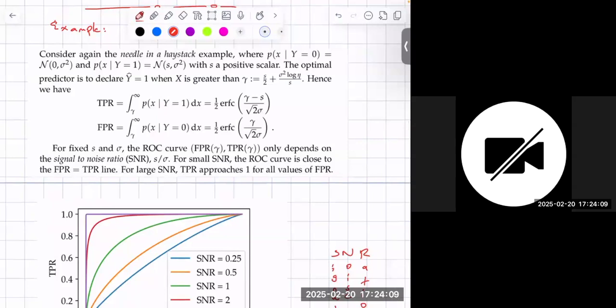This is called the needle in a haystack example. Suppose the probability of seeing your data X conditioned on label 0 is very small. It is like a Gaussian centered at 0. Are you able to read? Is it big enough? I can zoom in. Okay. So when you know the label is 0, the probability of seeing the X you have seen is very small. It's like a Gaussian centered at 0. That's going to be always a small number. So that means it's like your needle, okay?